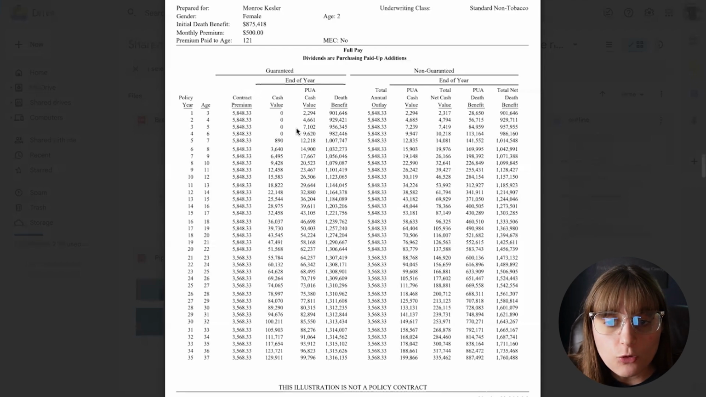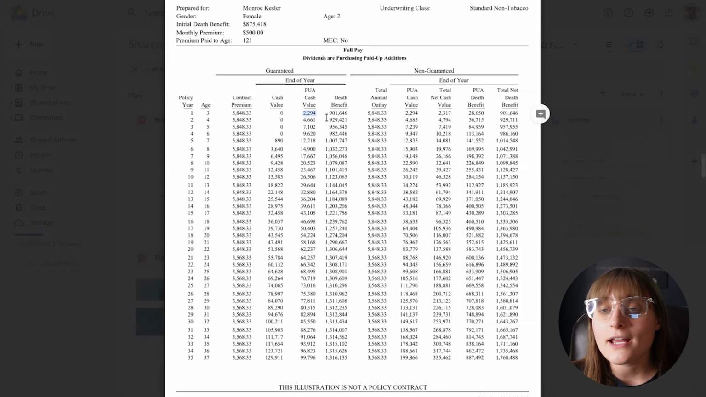So year one, let's just call it $2,300. Year one, she has $2,300 of cash value that she can pull from the policy. If I take $2,300 and divide it into 6,000, that means in year one, she's able to take out about 38% of her premium deposit.